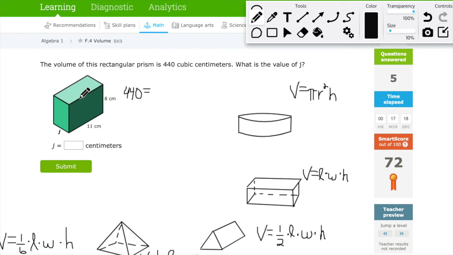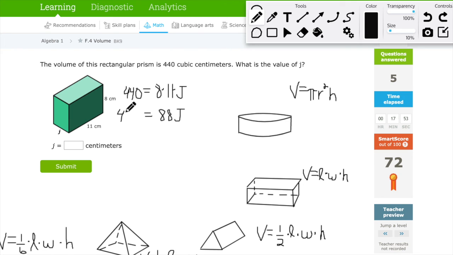And we know for something of this shape, it's length times width times height. So it would be like 8 times 11 times j. And remember, the order that you put these three things in doesn't matter because it's multiplication. 8 times 11 is 88. We'll go ahead and simplify that. Remember, even if I don't show the dot, a number and a letter next to each other like that means multiplication. So 440.